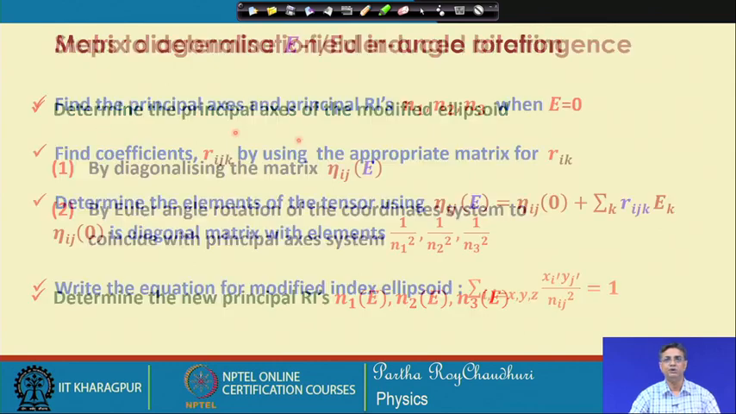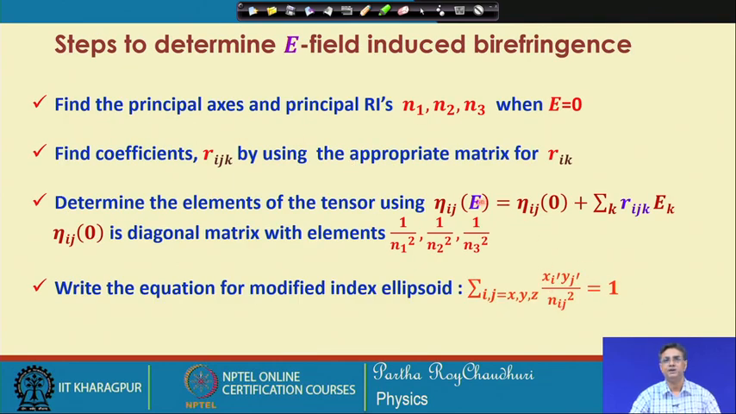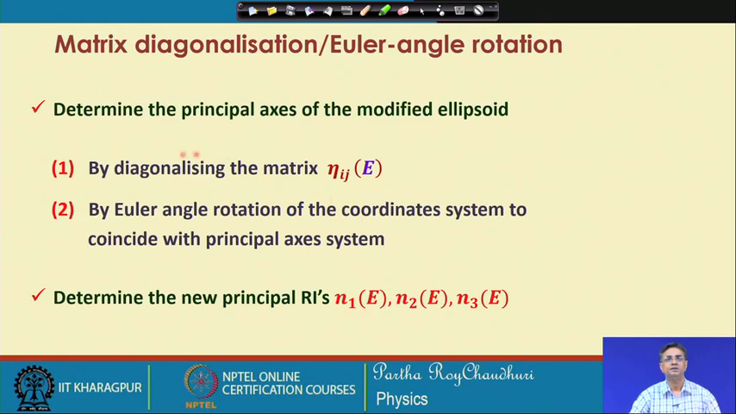Now, once we have the new matrix in presence of the external electric field, then we can diagonalize this matrix to find lambda 1, lambda 2, lambda 3 as we have discussed. So, this is one way of doing the principal axis determination. These lambda 1, lambda 2, lambda 3, the three eigenvalues, will directly represent the corresponding refractive indices in the principal axis system after the ellipsoid is distorted or has undergone some rotation.